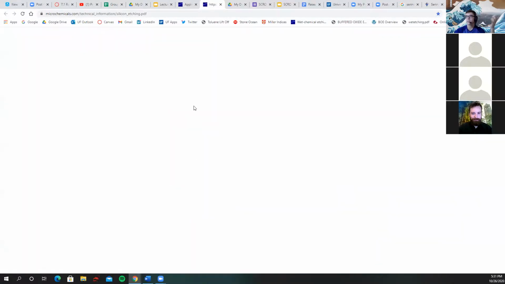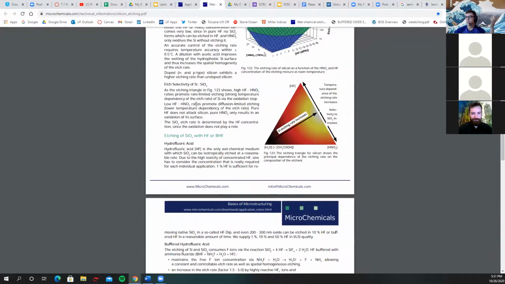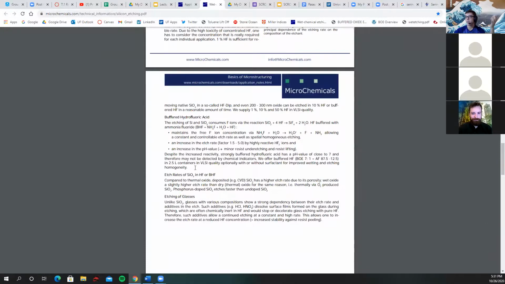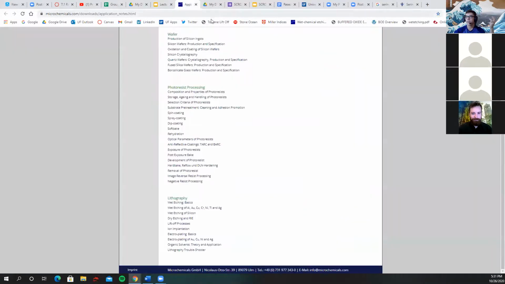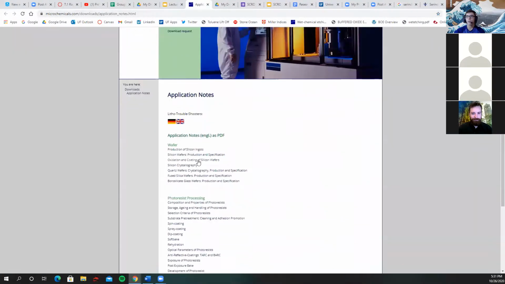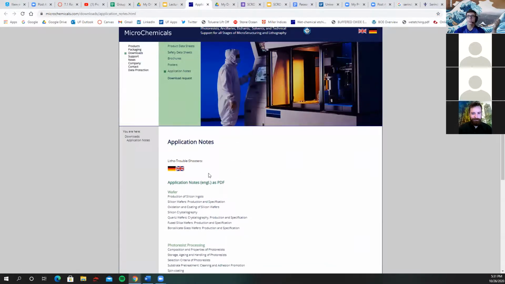Wet etching of silicon, and it will tell you basically, I'd used this document before, so I know. It tells you about etch rates of silicon, what BOE is, and how it works. There's a lot of very helpful resources there, and I just wanted to highlight that in case you were curious about wafer production, anything about photoresist or lithography. It's a great resource considering that this is what they do. This is their entire business model.